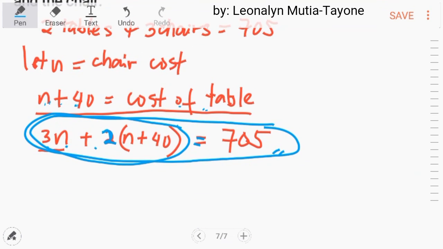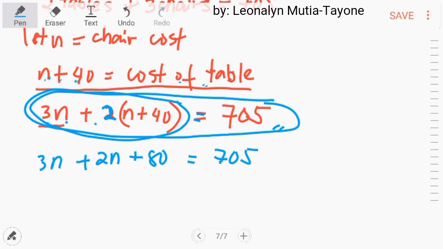So, ito na yung isolve natin. First, 3N plus, this is 2N plus 80 equals 705. So, i-transpose natin. I-add natin yung mga like terms. This is 5N. 3N plus 2N equals 5N. And equals, yung 80, mag-deduct tayo ng both sides. So, that means, makancel out na dito. So, 705 minus 80, and that is 625.